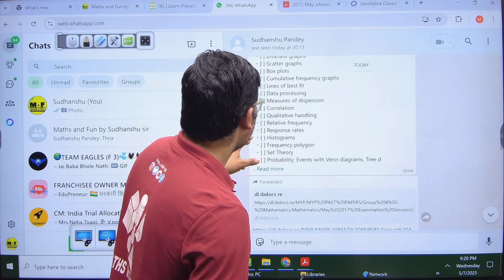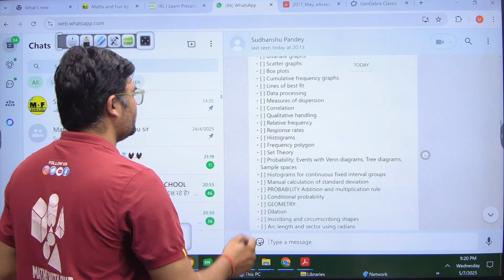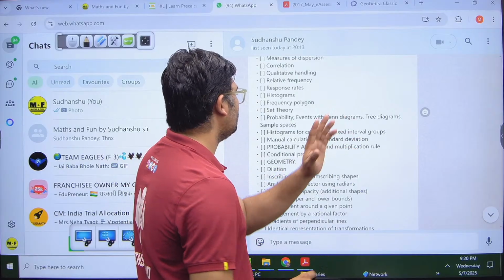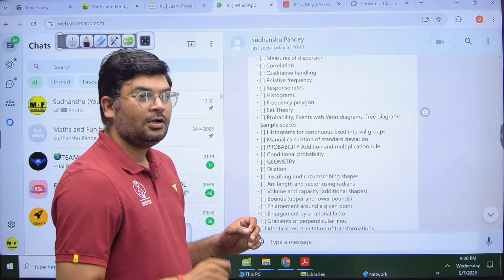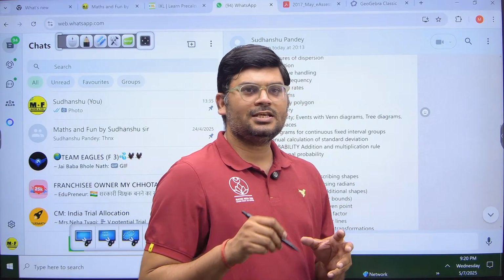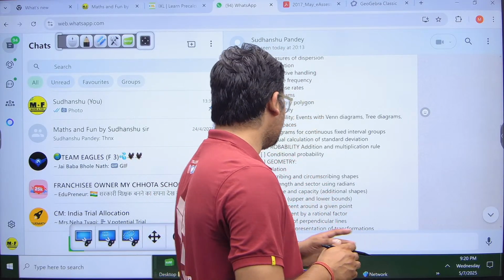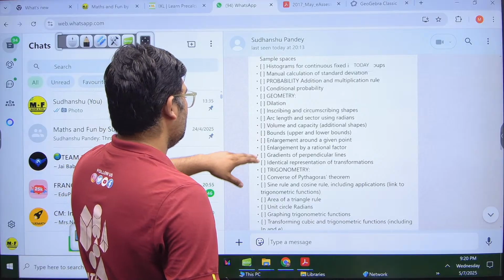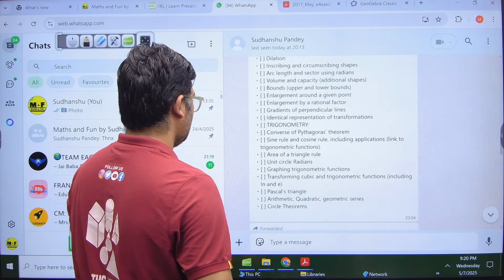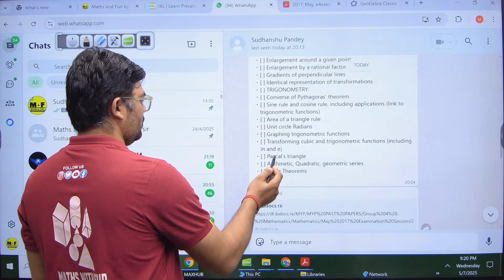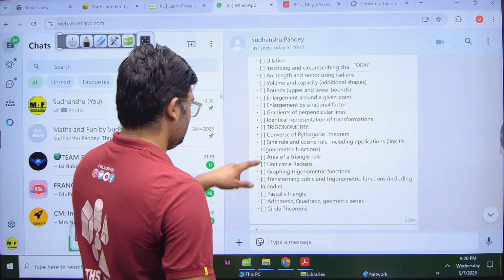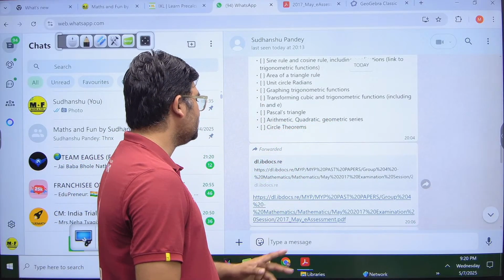Okay, relative frequency, response rate, histograms, frequency polygon, set theory, probability. Probability, events, Venn diagrams, tree diagrams, sample spaces, how to solve them. Those questions you remember? Sine rule, cosine rule, Pythagoras theorem, you know? Yes, sir. Trigonometry you want to understand? Oh no, sir, I didn't want to. You know trigonometry, arithmetic, quadratic, geometric series?